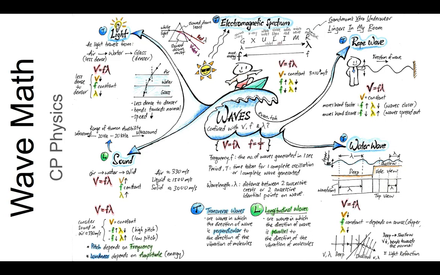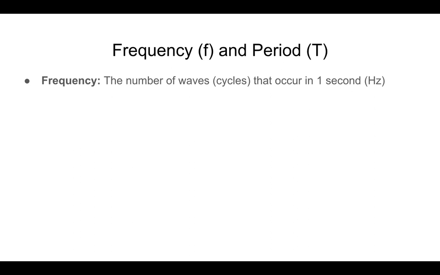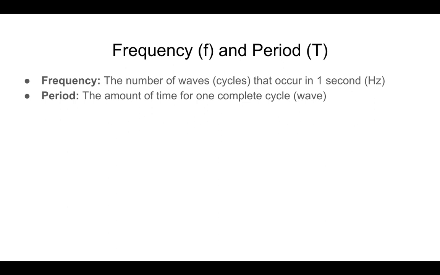Okay, you guys, so today we're going to talk about the wave equation and do some examples with that wave equation and other standing wave math. I already talked about the frequency and period in the last video, but just a quick refresher. The frequency is the number of waves or cycles that occur in 1 second, and that's measured in hertz. And then the period is the amount of time for one complete cycle, which in this case is a wave. The equations here: period is equal to 1 over frequency, and frequency is equal to 1 over period. So they're inverses of each other.